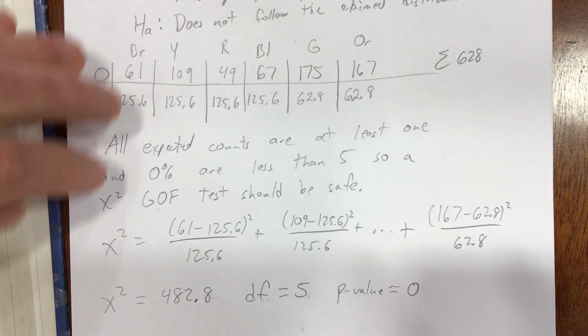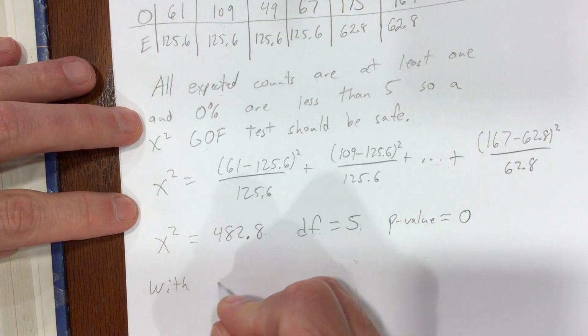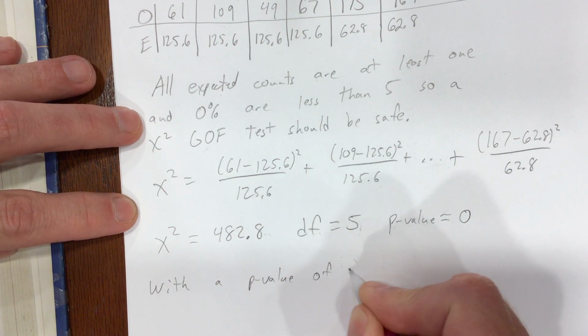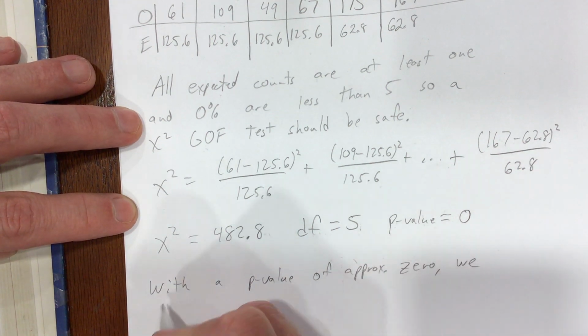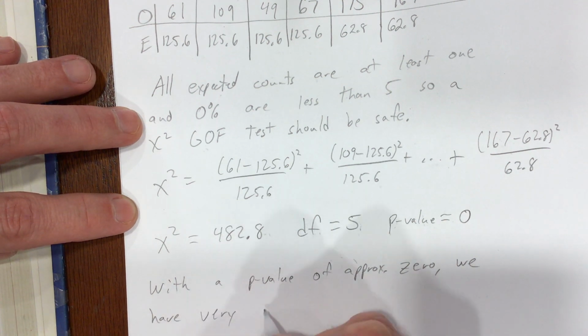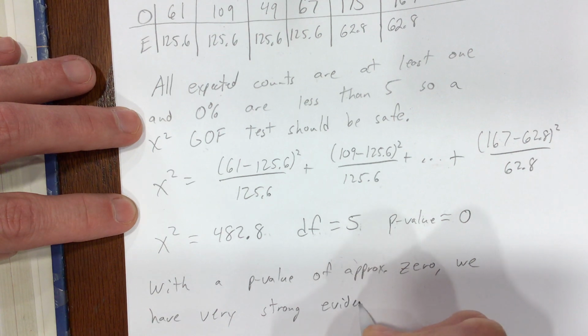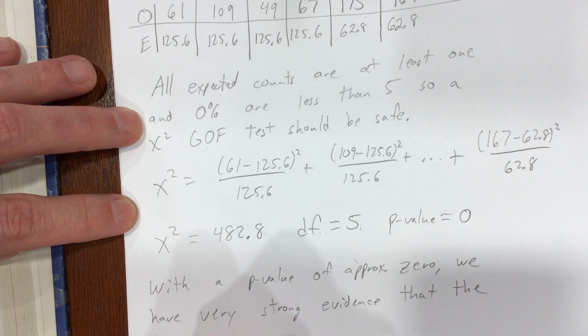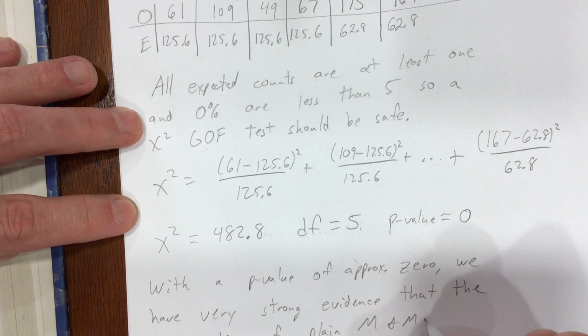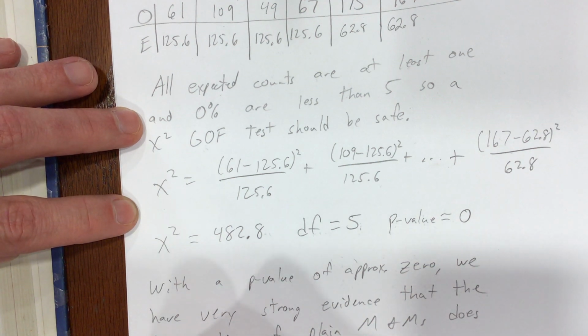All right, so we get to conclude that plain M&Ms do not follow the peanut M&M distribution, right? With a p-value of approximately 0, we have very strong evidence that the distribution of plain M&Ms does not follow the claimed distribution of peanut M&Ms.